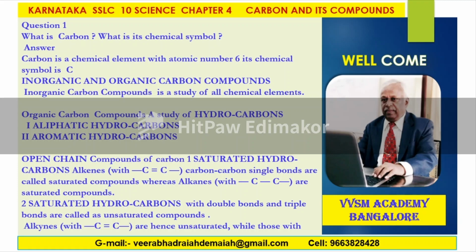What is carbon? What is the chemical symbol? Answer: carbon is a chemical element with atomic number 6. Its chemical symbol is C.